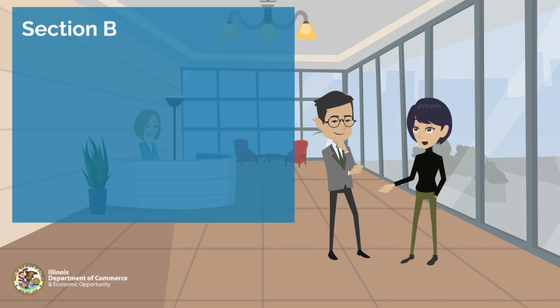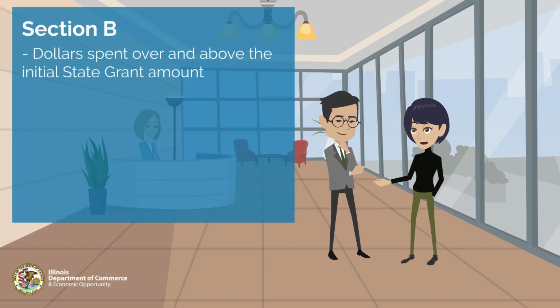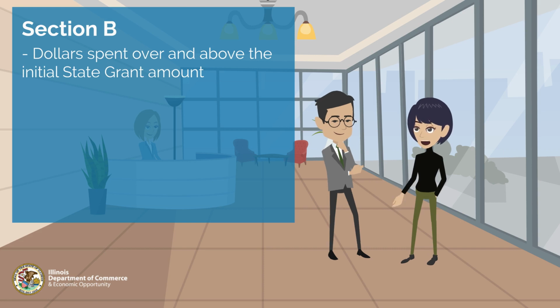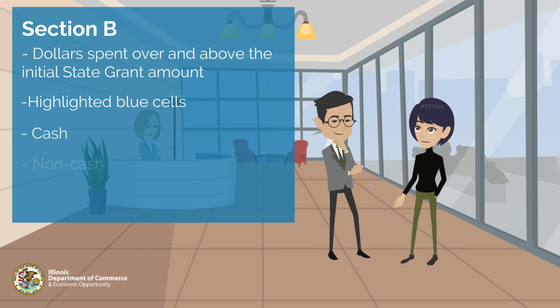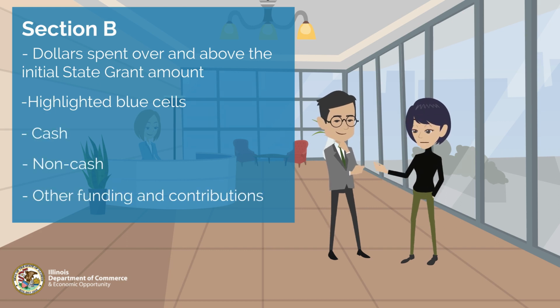Section B tab is to be completed if there are dollars being spent on this capital project over and above the initial state grant amount. You will fill in the highlighted blue cells if you are contributing cash, non-cash, or other funding and contributions.